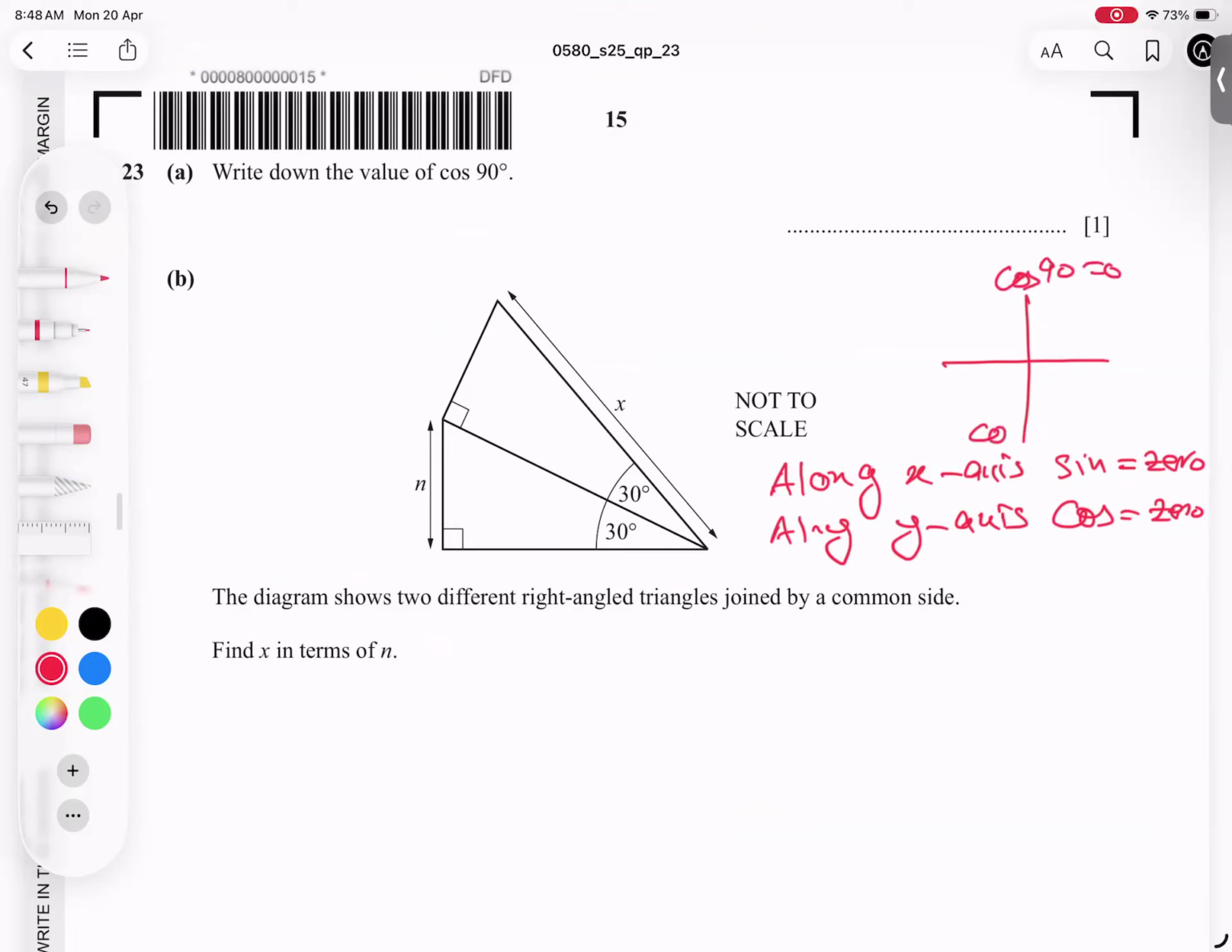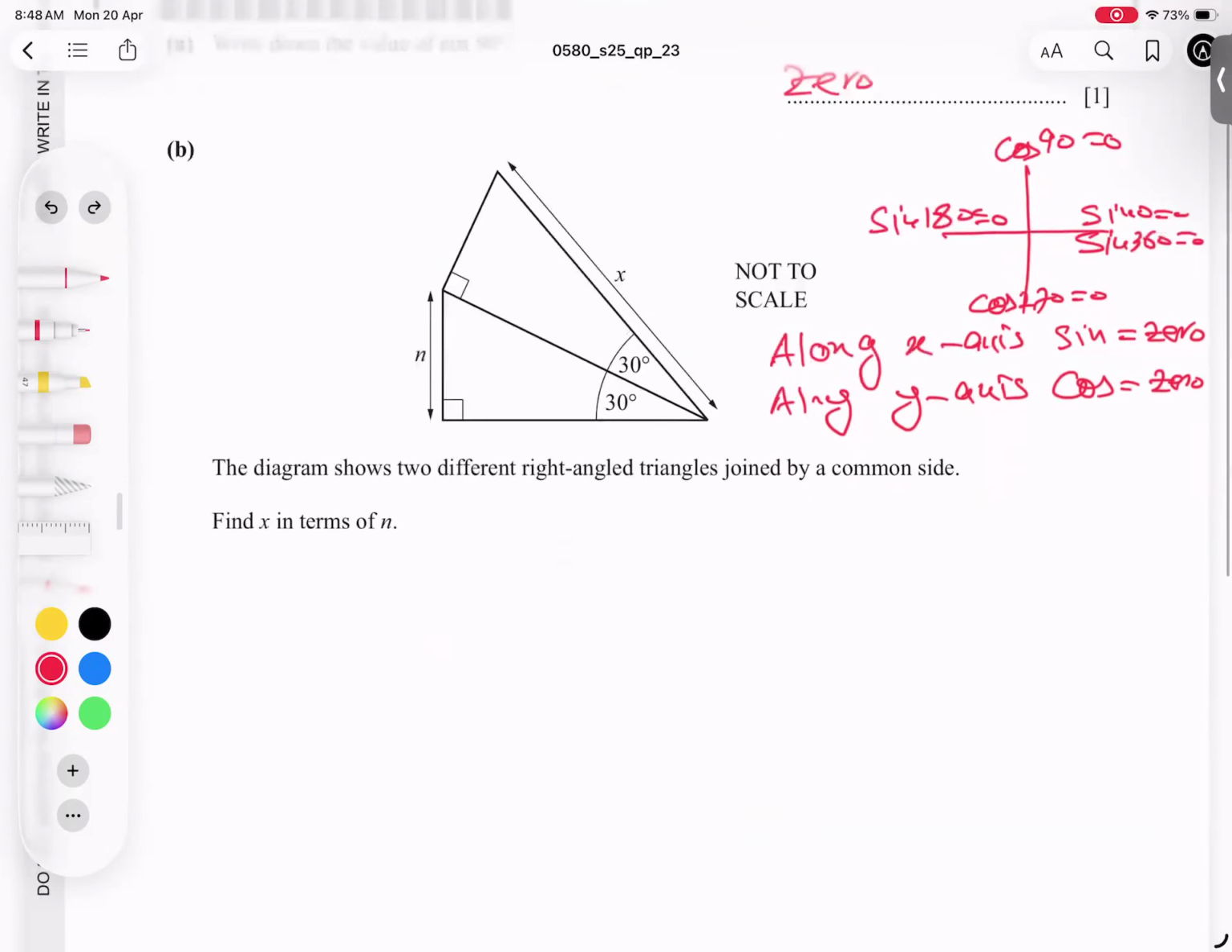What is the cos 270? Also 0. And sine 0 is 0, and sine 180 is 0, and sine 360 is 0. So we can write here directly 0. Okay? Or you write like this, even no problem at all. I think the point is very clear.